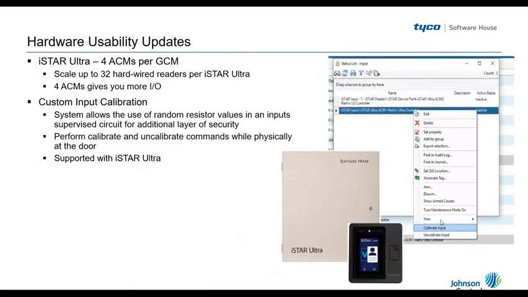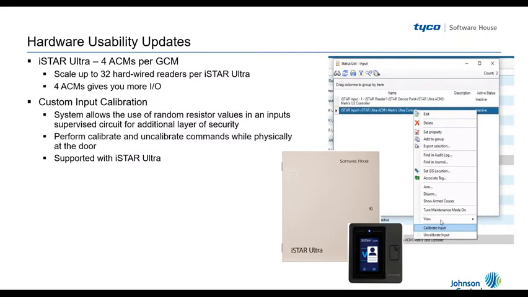Okay, and so let's just cover the hardware usability updates as well. This is Greg's side of the wheelhouse here, but on our iStar Ultra, you can now support 4 ACMs per GCM. So the great selling point here is that now you can have 32 hardwired readers. Previously you could have 16 hardwired, and then the rest would either have to be IP ACMs or wireless to make up that total of 32. Now you can have up to 32 hardwired. So it can be a mix, or it can be all hardwired, all wireless. Your max is still at 32 for that.